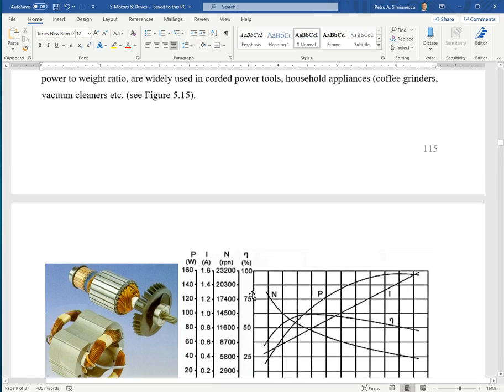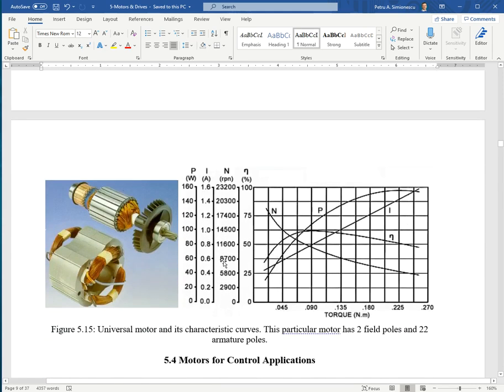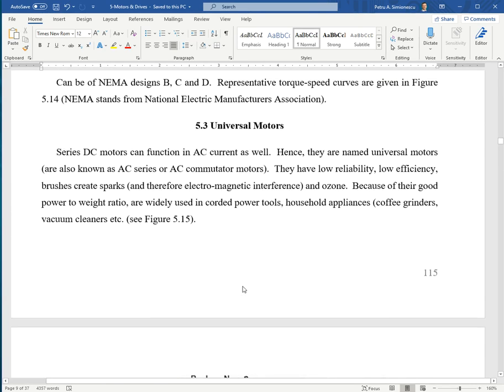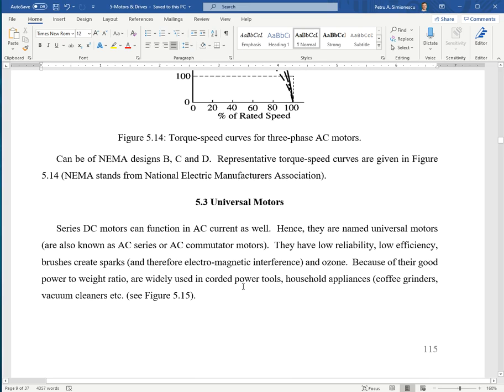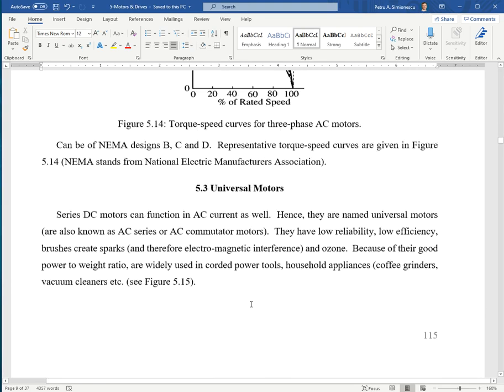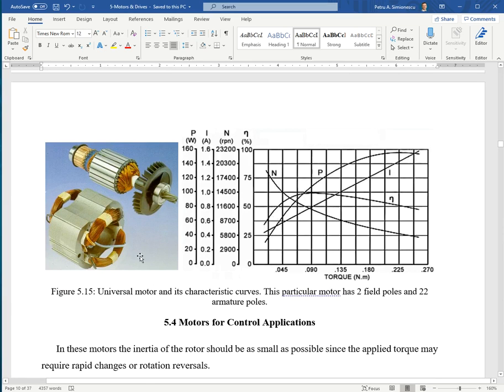FYI, there are large diesel engines that use coal powder as a fuel, burning the coal powder inside the cylinders. Okay, so these are universal motors, very common. Like I said, if you take apart any vacuum cleaner or a corded drill or any corded power tool, you will find this type of electric motor, or in a kitchen mixer.